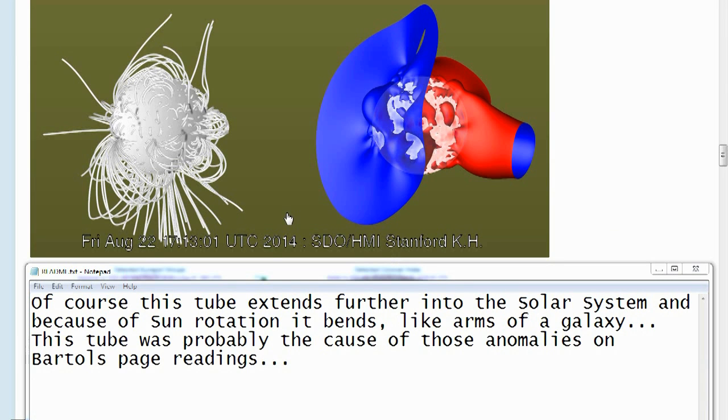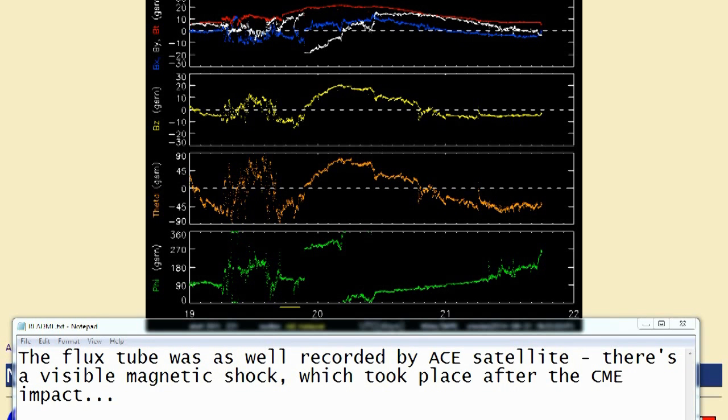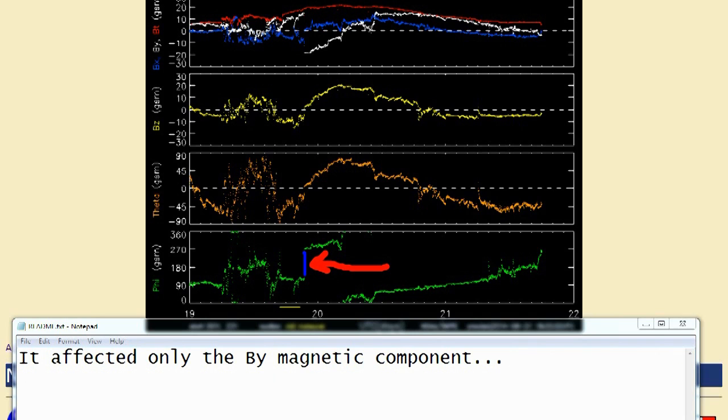This tube was probably the cause of those anomalies on Bartol's page readings. The flux tube was as well recorded by ACE satellite. There is a visible magnetic shock which took place after the CME impact. It affected only the BY magnetic component.